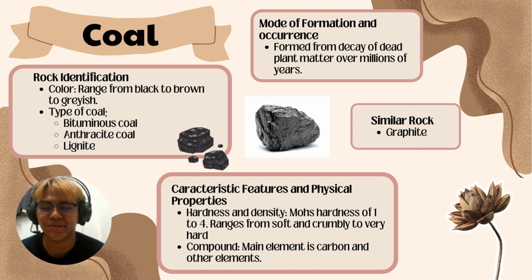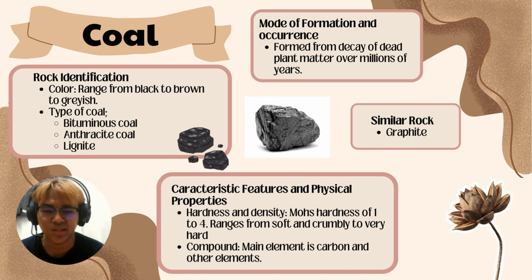Rock identification for coal. The color of coal ranges from black to brown to grayish. There are three types of coal: bituminous coal, anthracite coal, and lignite. The characteristic features and physical properties of coal are hardness and density. The Mohs hardness is 1 to 4, and it ranges from very soft, like graphite, to very hard, like anthracite.